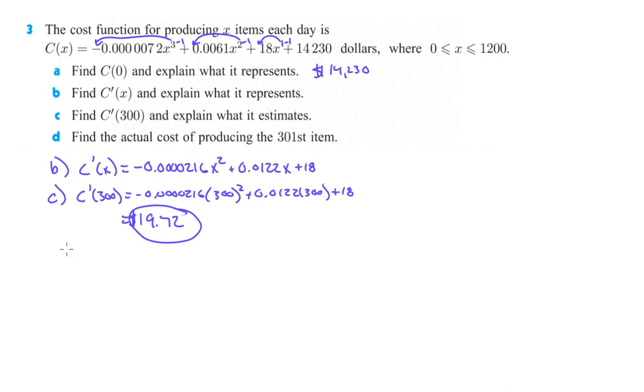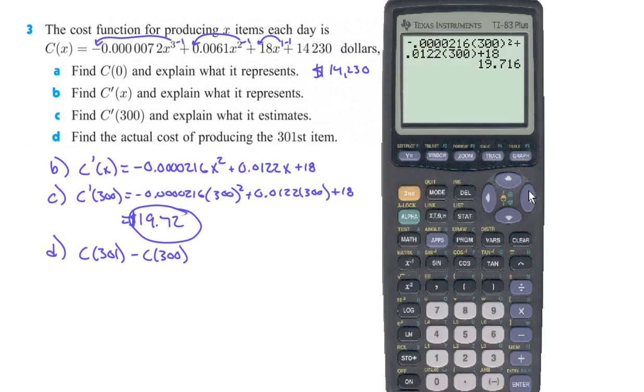Okay? Part D says find the actual cost of producing the 301st item. So in order to do that, we have to take the cost of making 301 items and subtract the cost of making 300 items. Okay? So, just an idea here. Instead of going through and entering that all in twice, what we could do is go into the y equals, clear out anything else we have in here. I'm just going to put our equation in here, and then once we do that, we can figure out what each one of those costs just by hitting a couple of buttons instead of retyping that whole thing in.